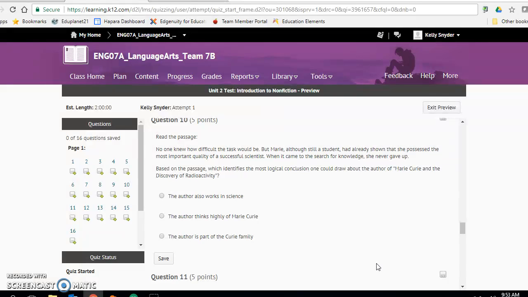Based on the passage, which identifies the most logical conclusion one could draw about the author of Marie Curie and the Discovery of Radioactivity? The author also works in science. The author thinks highly of Marie Curie. The author is part of Curie's family.